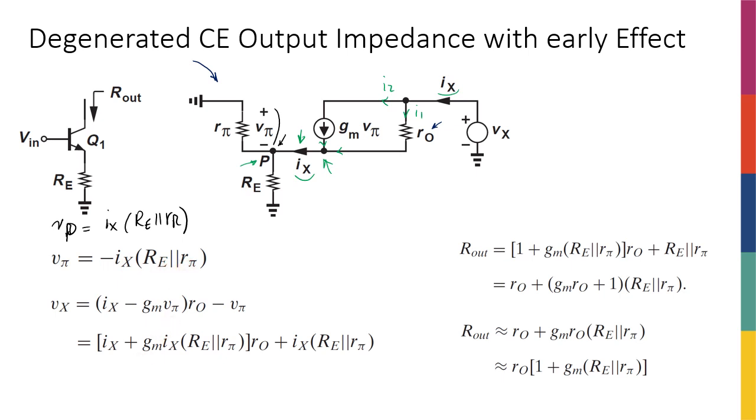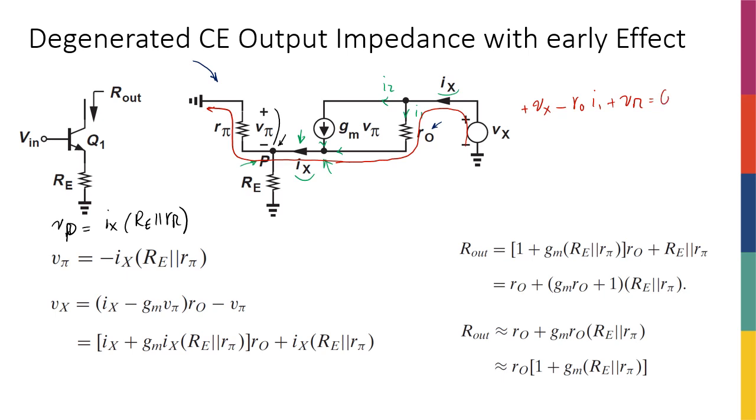Now, the next thing I'm going to do is write a KVL from here all the way to here, and then going through V pi and then ground. So it's going to be plus Vx minus R naught times I1 plus V pi is equal to 0.